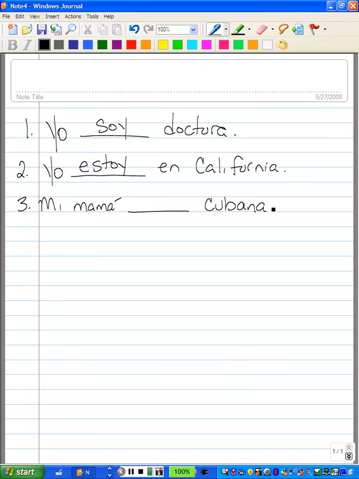If you say my mom is Cuban, Cuban is a nationality, so you would use the ella form of the verb ser, which would be es. Mi mamá es cubana.